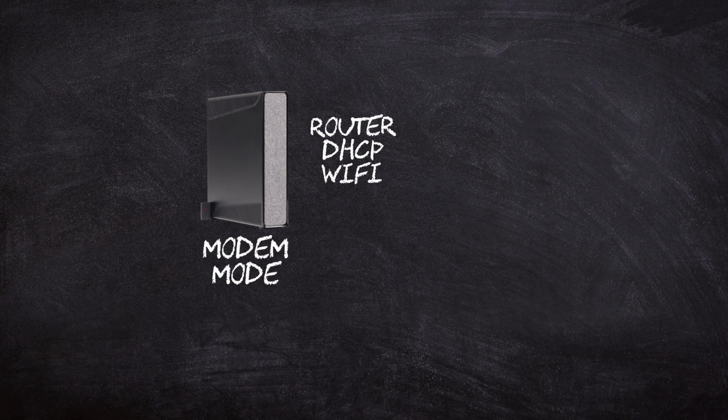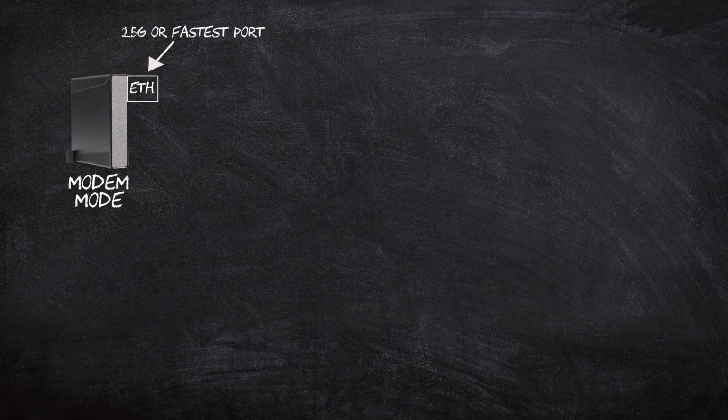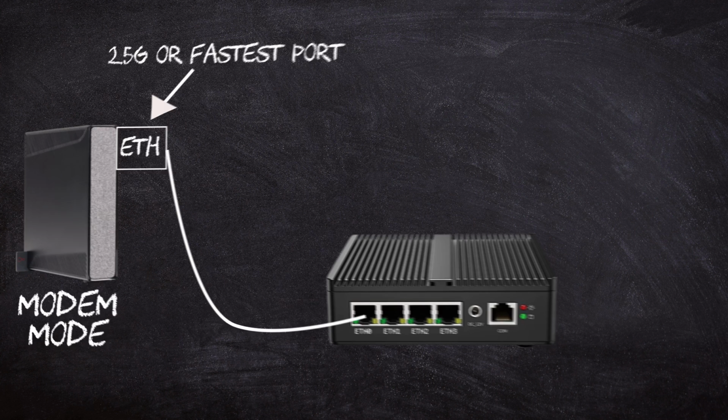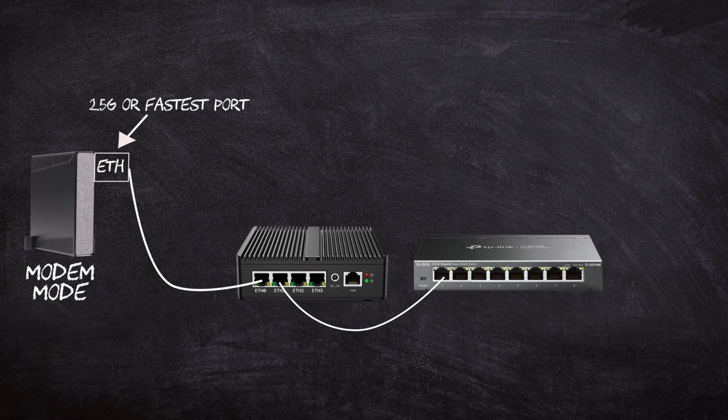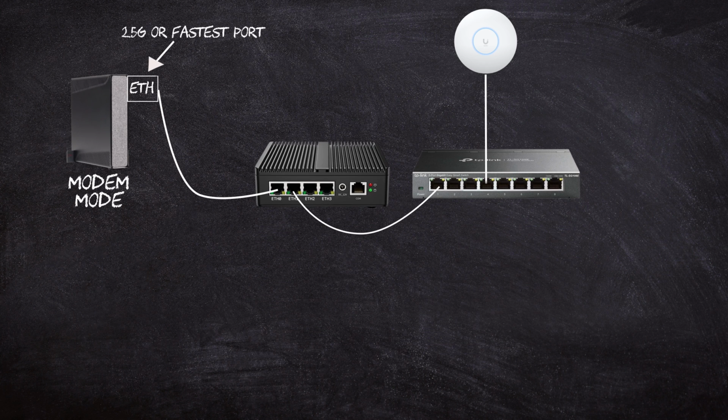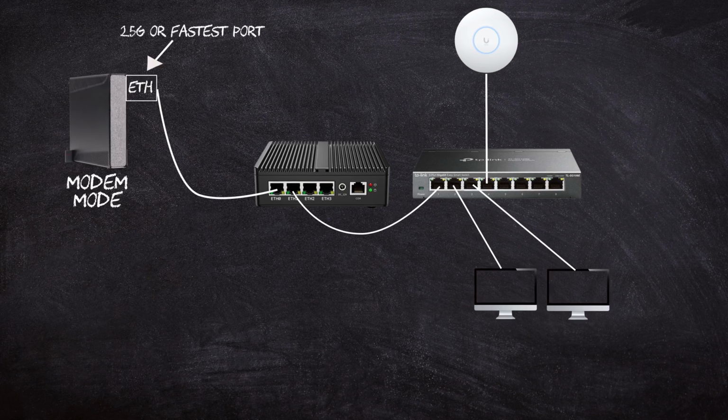Now, let's head to the network design. We'll be modifying your network and ISP router. So first, we will set your ISP router to bridge or modem mode, essentially turning this into a layer 2 device. Don't worry if these terms are a little bit confusing, because I'll delve into them in future videos. Connect the ISP modem to the fanless PC and the second port to your managed switch. Finally, connect the access point and the other wired devices to the switch.